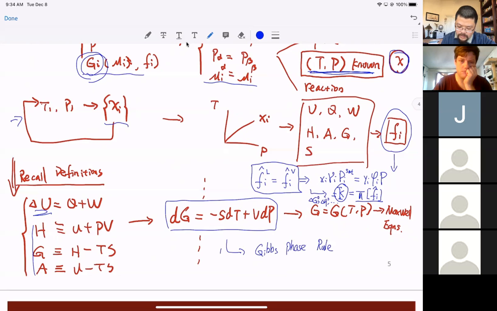Two, we always want to convert the path function calculation into state function calculation, right? Because we can take advantage of the fact that for a state function, the property does not depend on the exact evolution. As long as we know the initial and final, we know the answer.